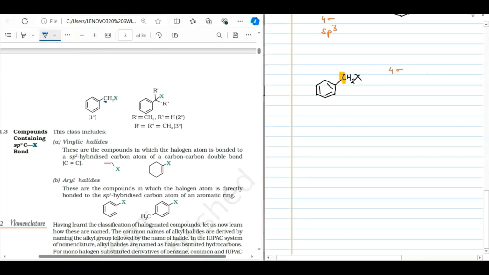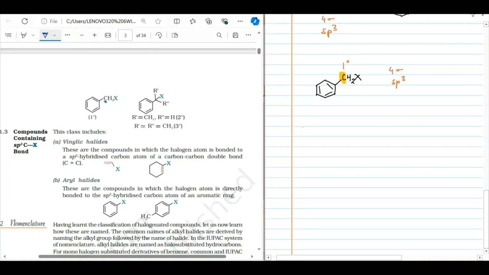Now can you classify this carbon as primary, secondary or tertiary? As this carbon is bonded to just another carbon, this carbon will be the primary carbon and this molecule will be a primary haloarene.